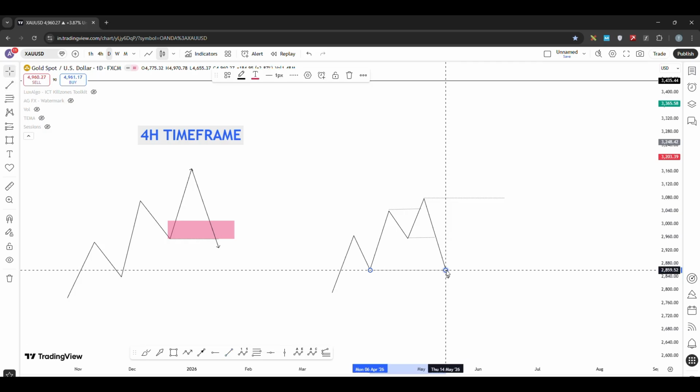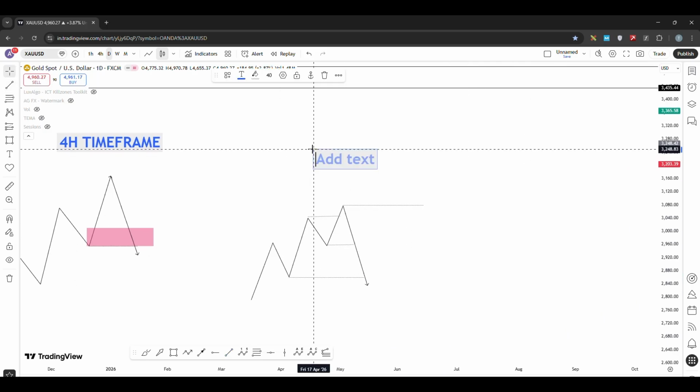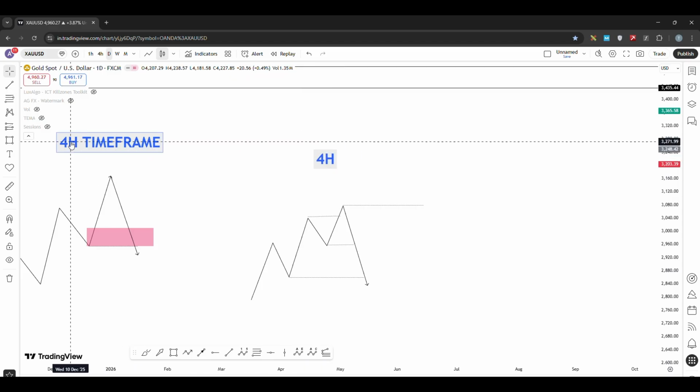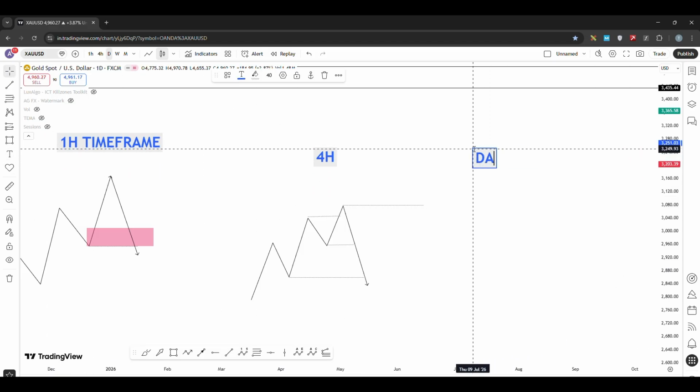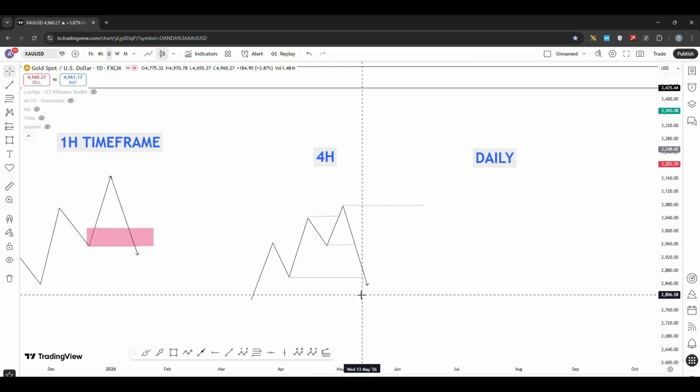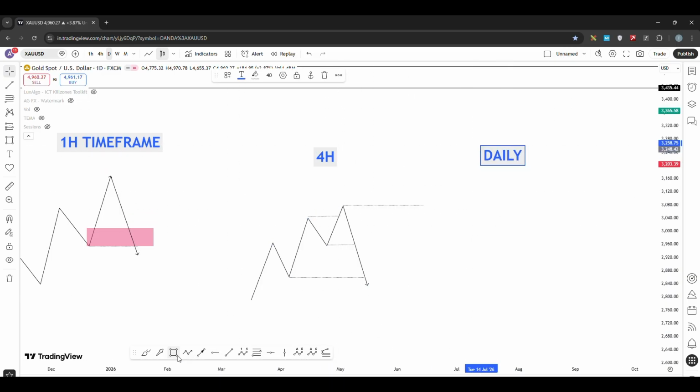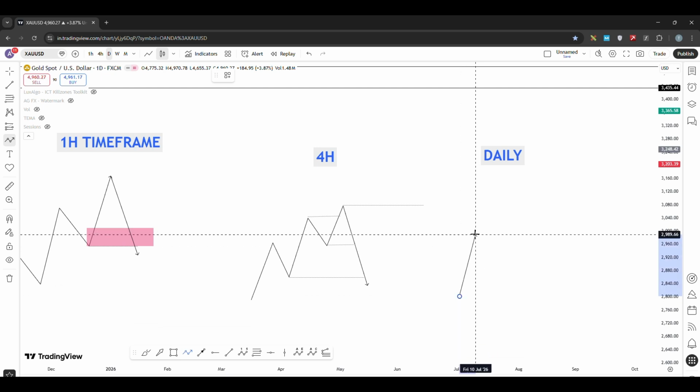Will you look for a sell entry? Then the answer is no. You will go to daily POI. Okay, so this is the 4 hour POI. Okay, this was the 1 hour POI, and now you go to the daily POI. Why? Because the 4-hour has been broken. So now you focus on the daily POI, and now you watch for daily move.